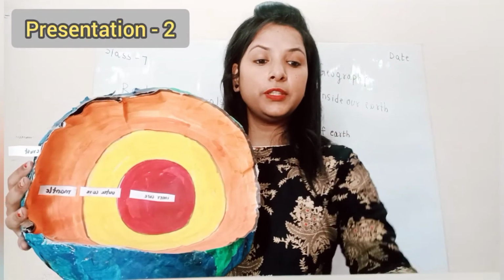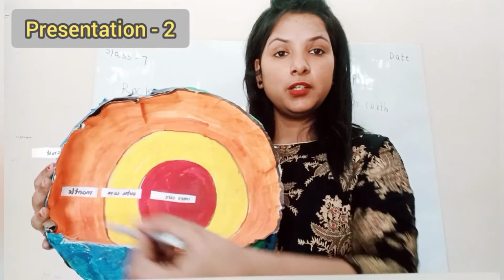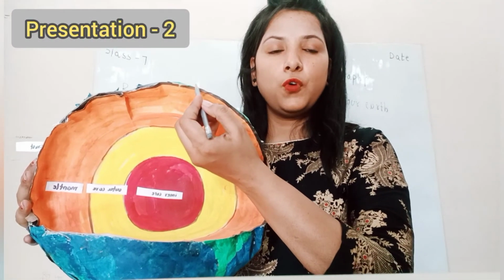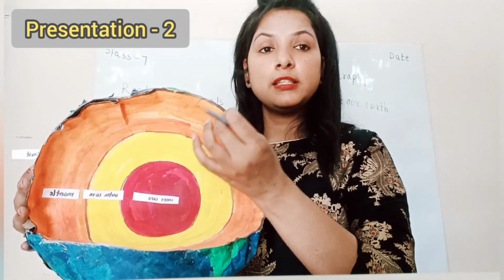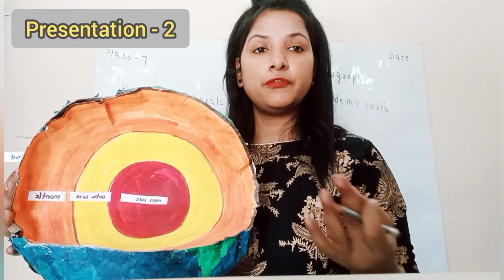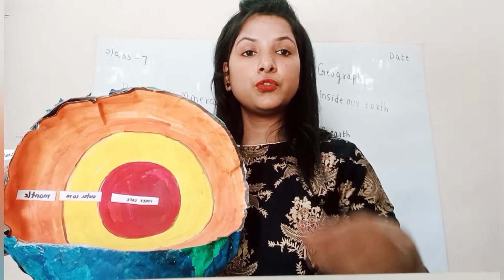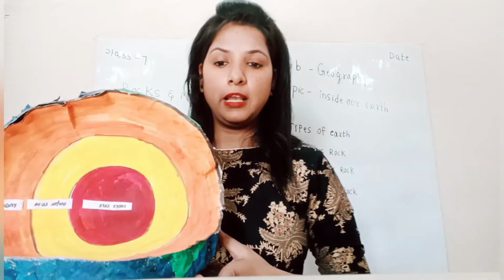Okay, so this is our earth, and this is the thinnest of all. It is known as crust. This crust is made up of different types of rocks. So today we will learn different types of rocks as well.